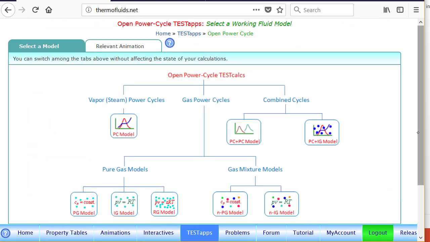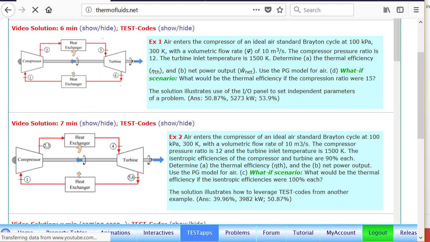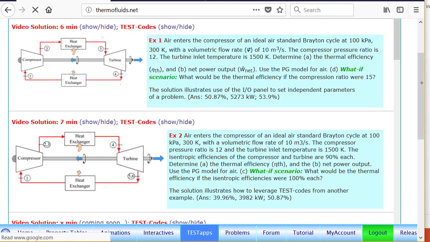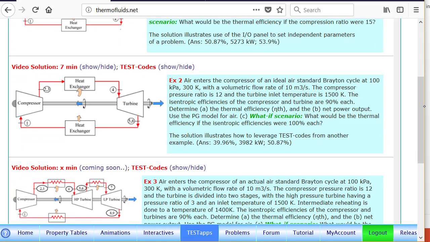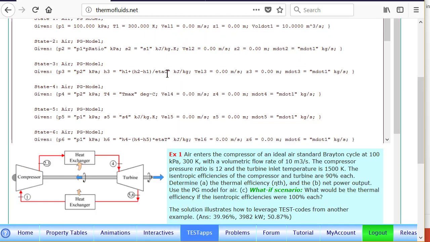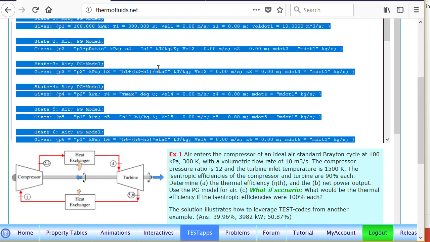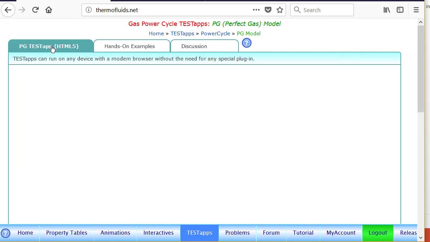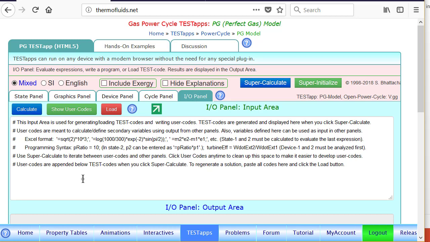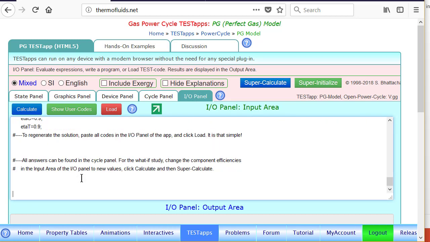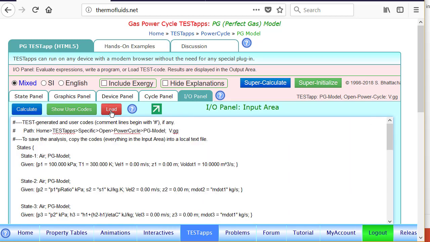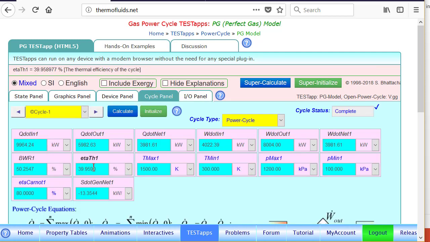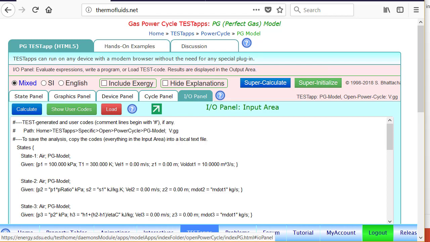Go back to the power cycle PG model. Here are all our examples, and example 2 is where we are starting from. Let's copy the test code, launch the app, paste it on the I/O panel, load, and voila. We have our solution now. You can see that it matches the answer of the previous question.